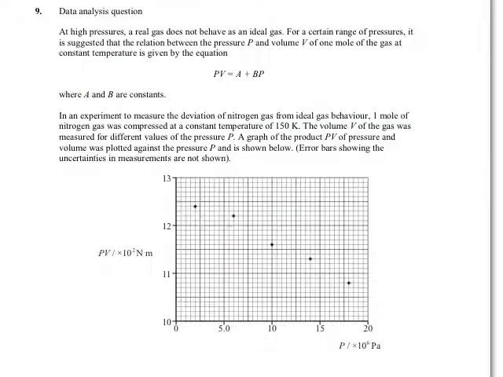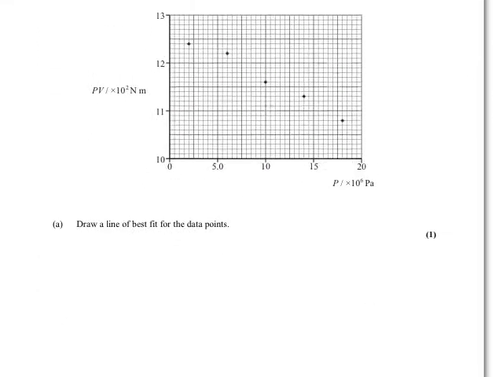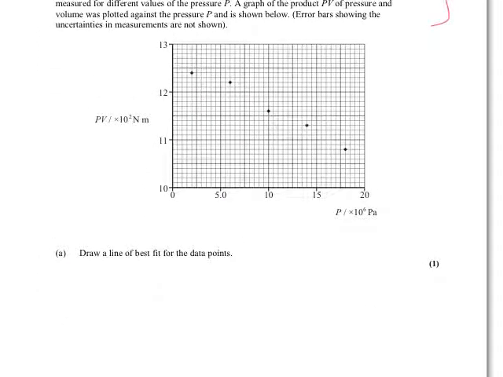Okay, so this question, although it seems really wordy, is actually a really simple linearization question. You have this formula, and A and B are constants. In an experiment to measure the deviation of nitrogen gas from ideal behavior, blah, blah, blah, read all that. What is the actual question asking you? It wants you to draw a line of best fit.